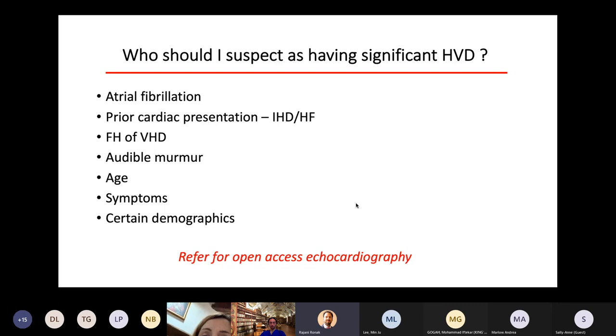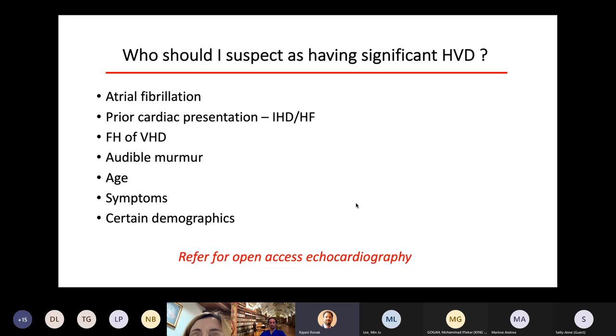So I think we need to be using a lot of clues along with our auscultation, such as using the ECG and pretest probability in refining our detection of valvular heart disease. But also, I think the bottom line is early referral for open access echocardiography if you have some red flag signs. And some of these red flag signs I've listed on this slide would be atrial fibrillation. So any cause of left atrial dilatation is a substrate for atrial fibrillation, particularly mitral valve disease.